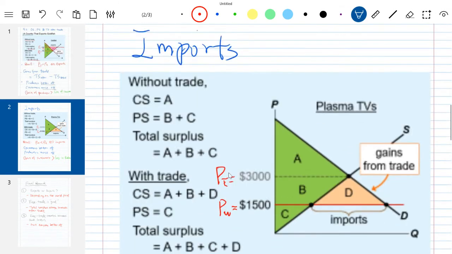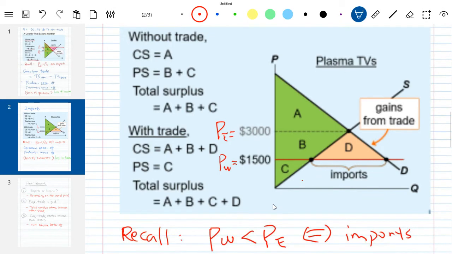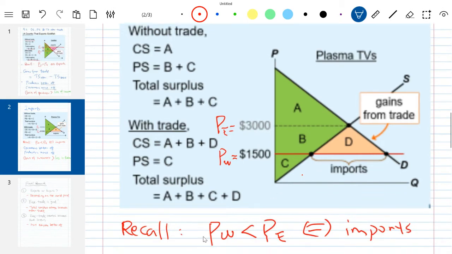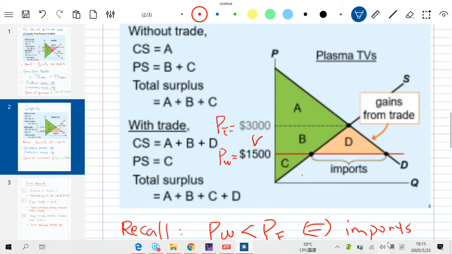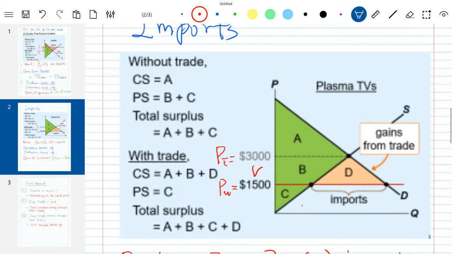So now let's move on to an example of imports. In this case, we're considering a country that's importing plasma TVs. So the domestic price of a plasma TV is $3,000, and the world price of the plasma TV is $1,500. Okay, since the world price is lower than the domestic price, this country will be importing. Now let's calculate those surpluses.